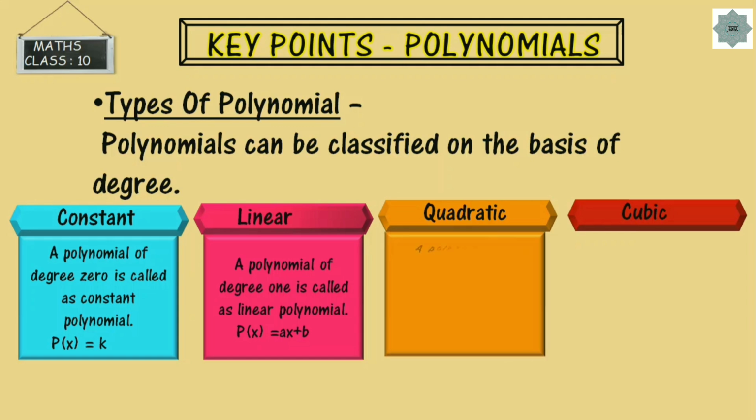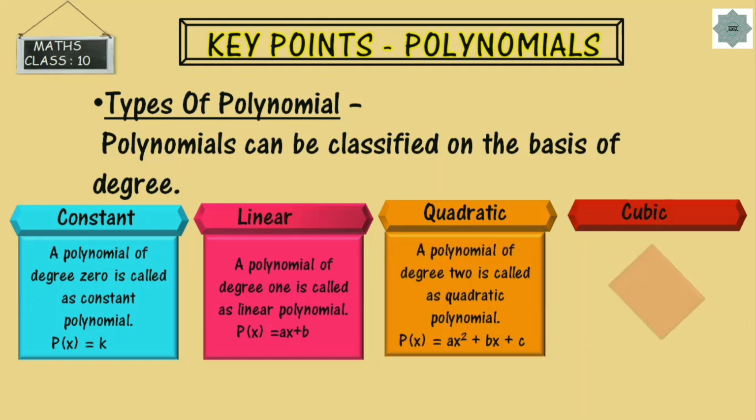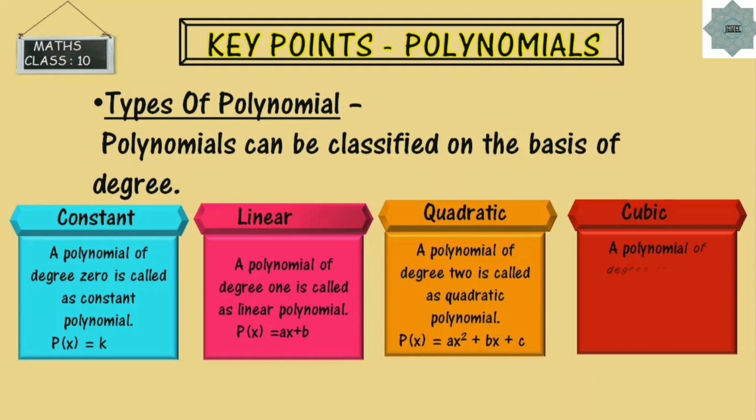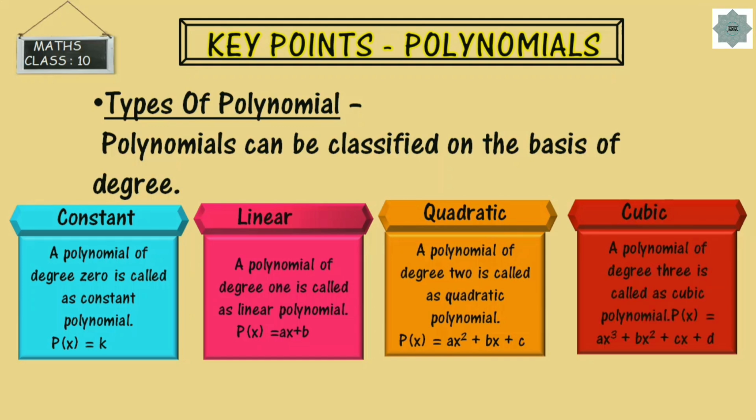Next, quadratic and cubic. A polynomial of degree 2 and 3 respectively. The general form of quadratic polynomial is p of x is equal to ax square plus bx plus c. And cubic polynomial is ax cube plus bx square plus cx plus d.